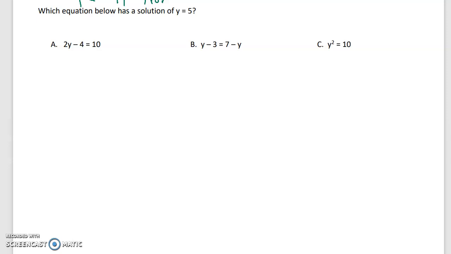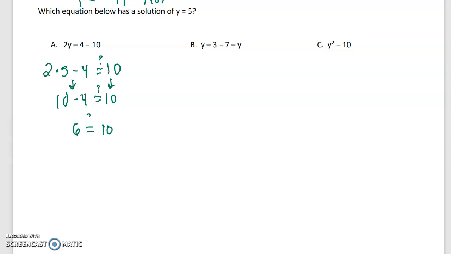So for equation A, we have 2y minus 4 equals 10, and we're testing if 5 is the solution. So is 2 times 5 minus 4 equal to 10? 2 times 5 is 10. Again, remember, I bring everything down. Answers come down, not across. They go down. On this side again, 10 minus 4 is 6. Does 6 equal 10? No. So y equals 5 is not a solution for equation A.